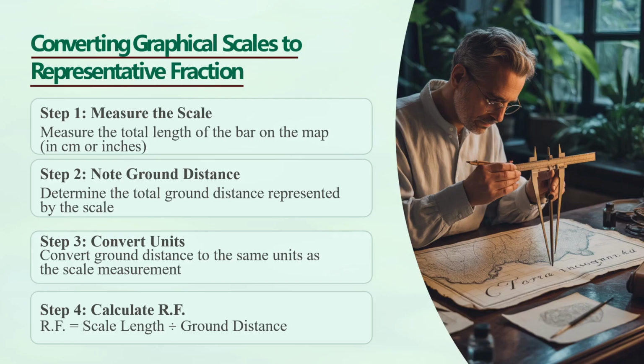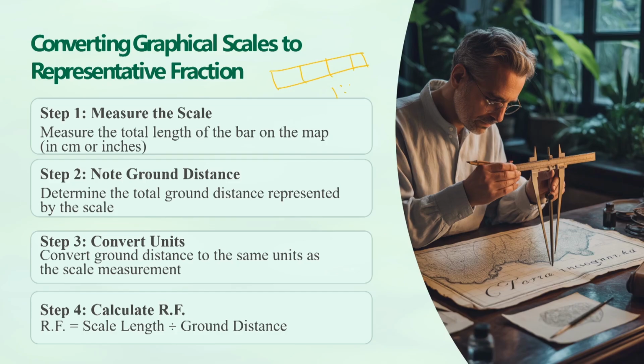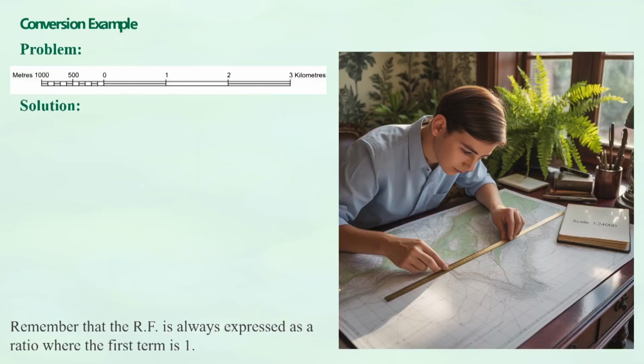Next, converting graphic scale into representative fraction, very easy. The value will be given in graphic format. You need to convert that into representative fraction format, from this to this. What are the steps here? We need to first measure the scale and find the ground distance and map distance. Next, we need to convert and calculate the representative fraction. Let us calculate for one.